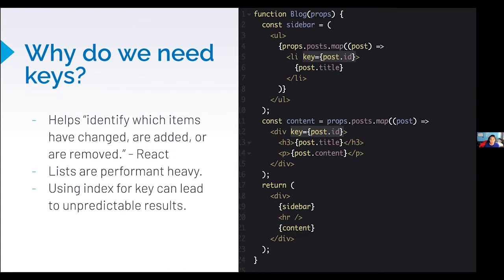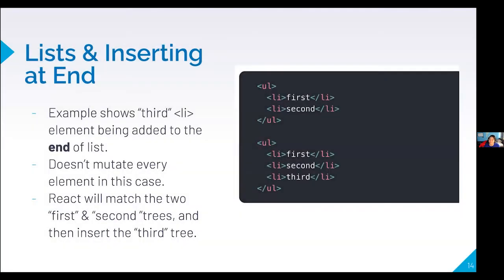Lists are actually also performance heavy, believe it or not. It's hard to notice, since we're kind of spoiled with our nice laptops and fast internet, but most of the world doesn't actually operate on that. And using index for key can actually lead to unpredictable results, as I'll show you in a little bit. So they're performance heavy. I've never heard of that before, right?